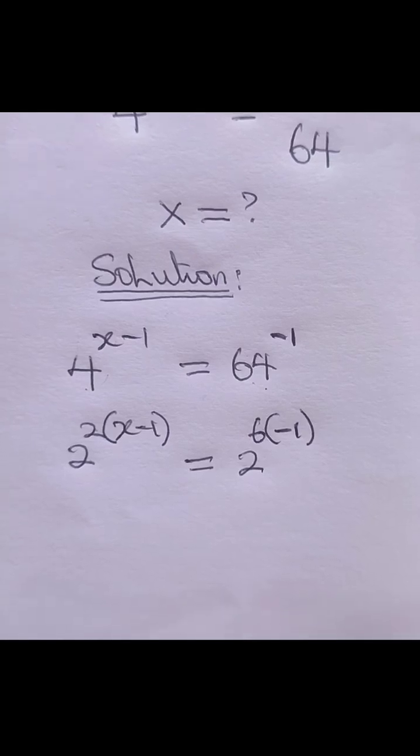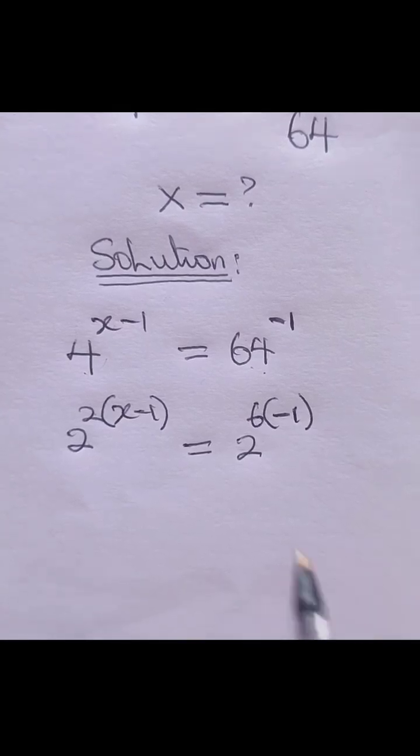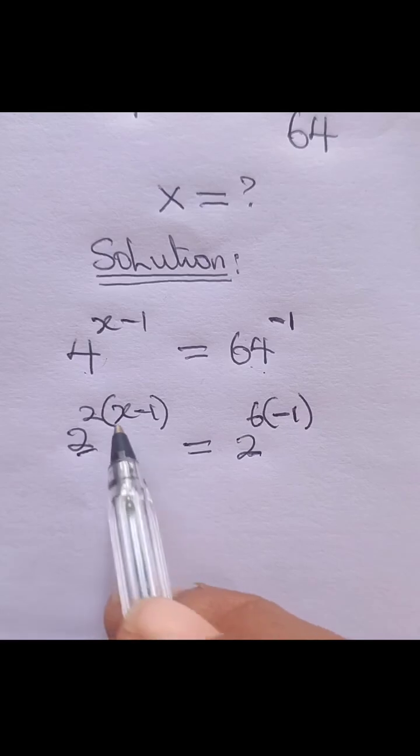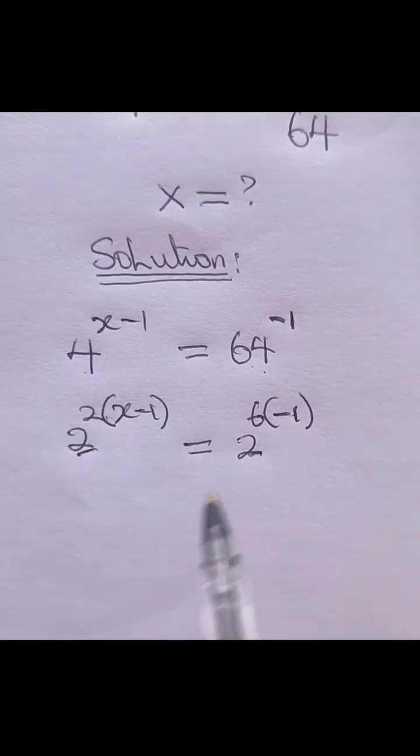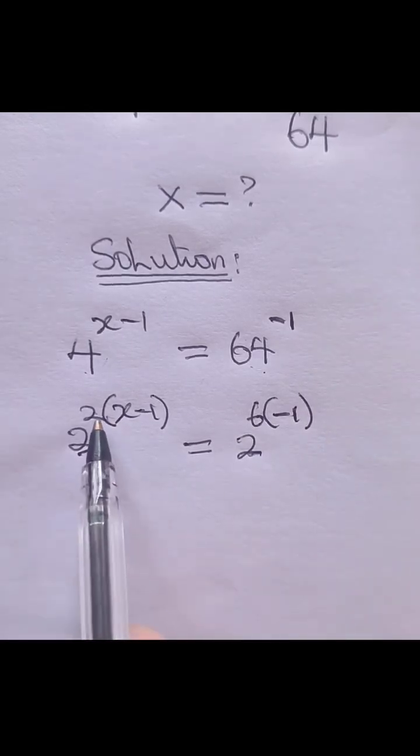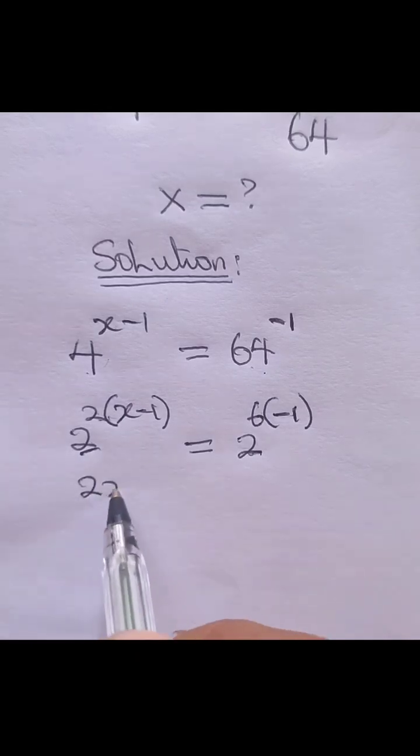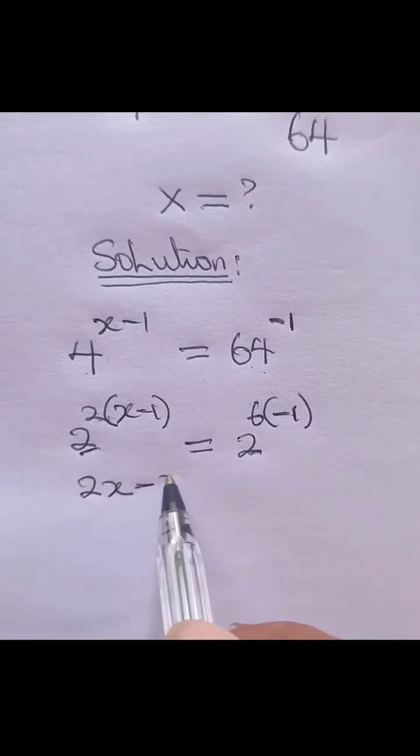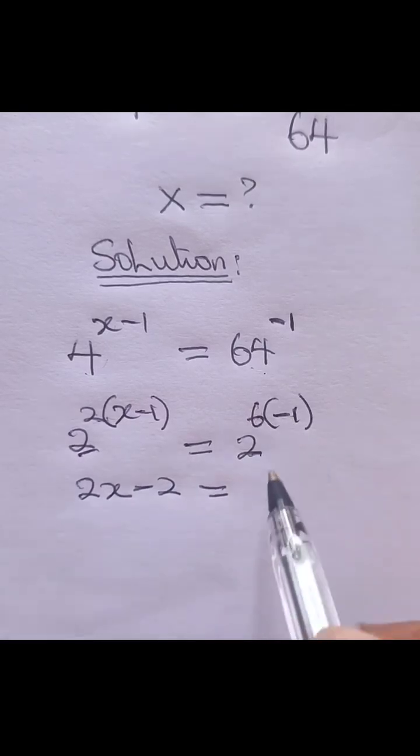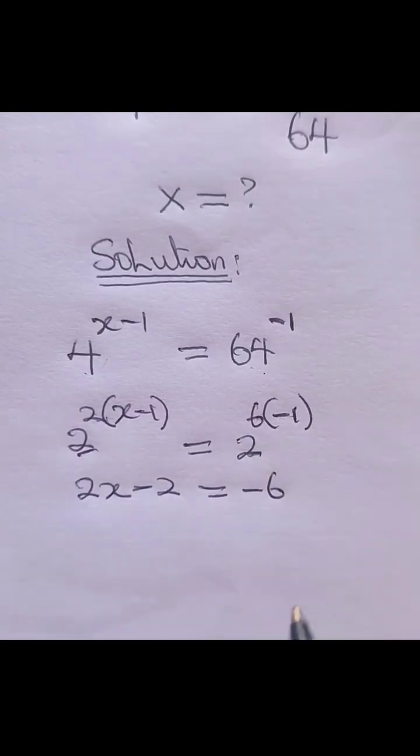Now you see they have the same base on both sides, so at this point we are going to remove the bases and equate the powers. Equating the powers now, we open the bracket. 2 multiplies x will give us 2x, and 2 multiplies minus 1 is minus 2, equals 6 multiplies minus 1, which is minus 6. Now let us collect like terms.